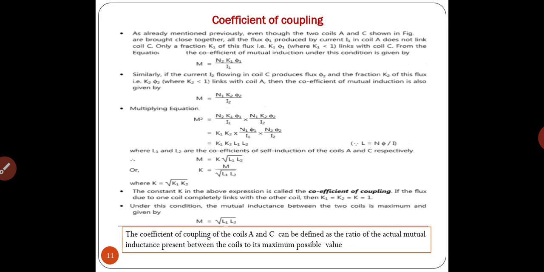The coefficient of coupling of coils A and C can be defined as the ratio of actual mutual inductance present between the coils to its maximum possible value. How much maximum possible mutual inductance is available, and at that instant of time what is the actual mutual inductance, the ratio of that gives the coefficient of coupling.